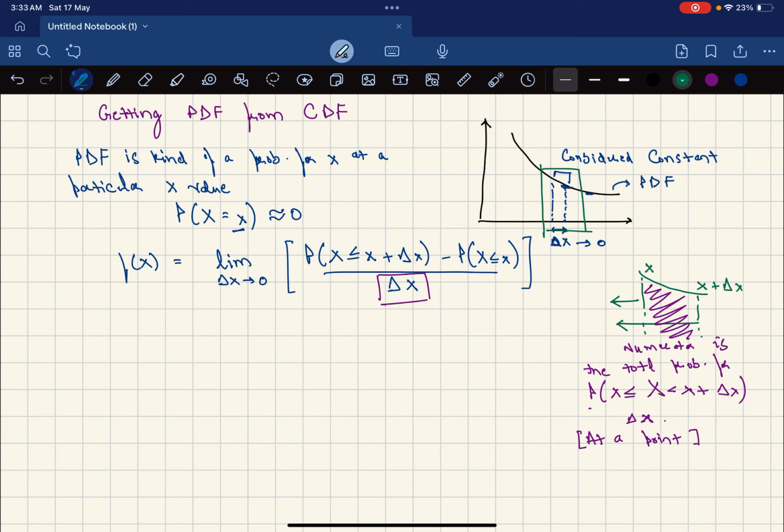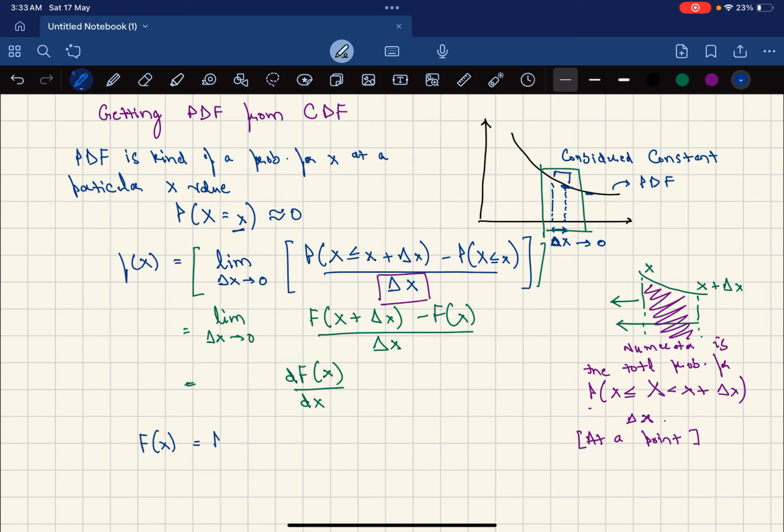Now, once we have done that, this limit represents nothing but, if we write it in terms of the CDF, F(x plus delta x) minus F(x), over delta x, where capital F represents the CDF. This is a general form of the derivative of capital F(x) with respect to x. So what we have seen here is that the PDF is nothing but the derivative of the CDF with respect to the random variable itself.